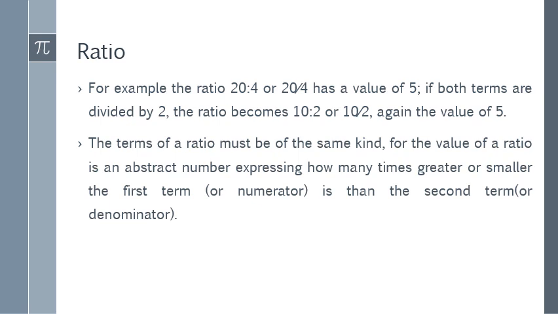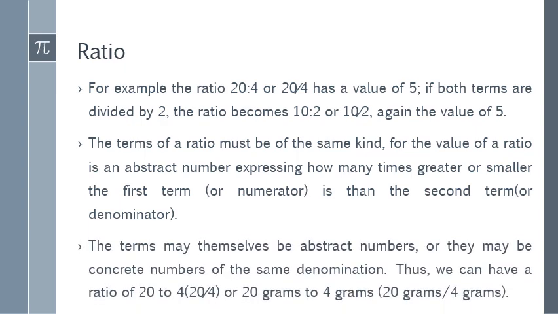The terms of a ratio will be of the same kind. The value of a ratio is an abstract number expressing how many times greater or smaller the first term is than the second term. In ratios, if the first value is an abstract number, the second value should also be an abstract number. If the first value is a concrete number, the second value should also be a concrete number, while the first value shows whether it is greater or smaller than the second value.